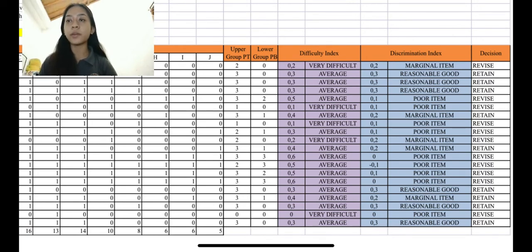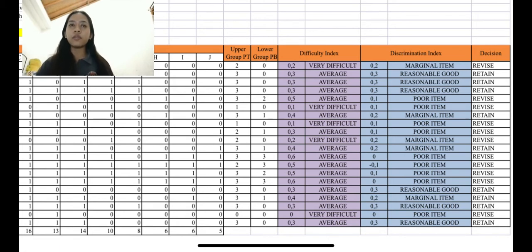So I will explain about the difficulty index, discrimination index, and also the decision of this examination. In the difficulty index, it can be very easy, average, and also very difficult. And in the discrimination index, it can be very good, reasonable good, marginal item, or poor item, based on the scale of the result of the students' answers.